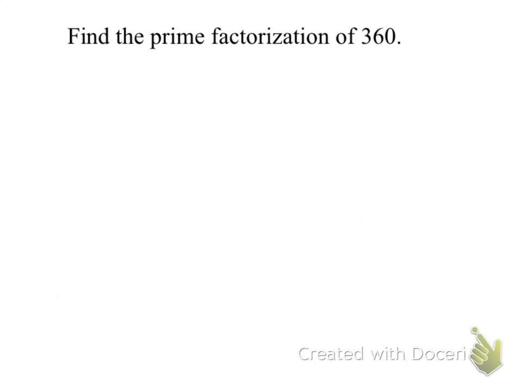First one we're going to try is the prime factorization of 360. There's two ways that we've been doing it. One is making a factor tree. So that's how we will start here.